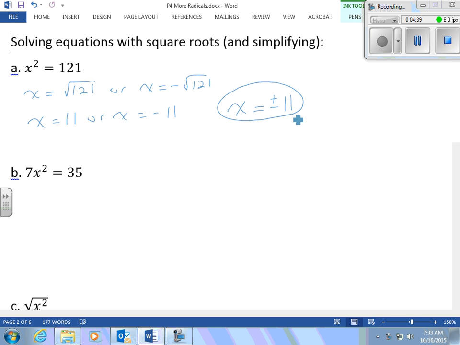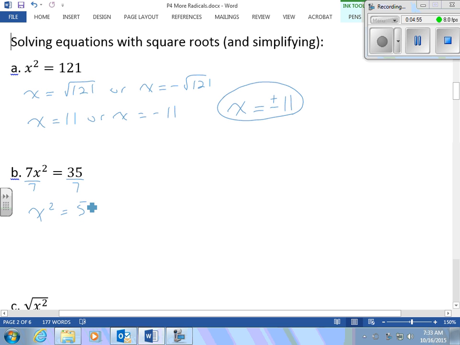In question B, I need to do a little bit of rearranging. Before you take the square root of both sides, get the x squared term by itself. So in this case, I'm going to divide both sides by 7 so that I have x squared equals 5.